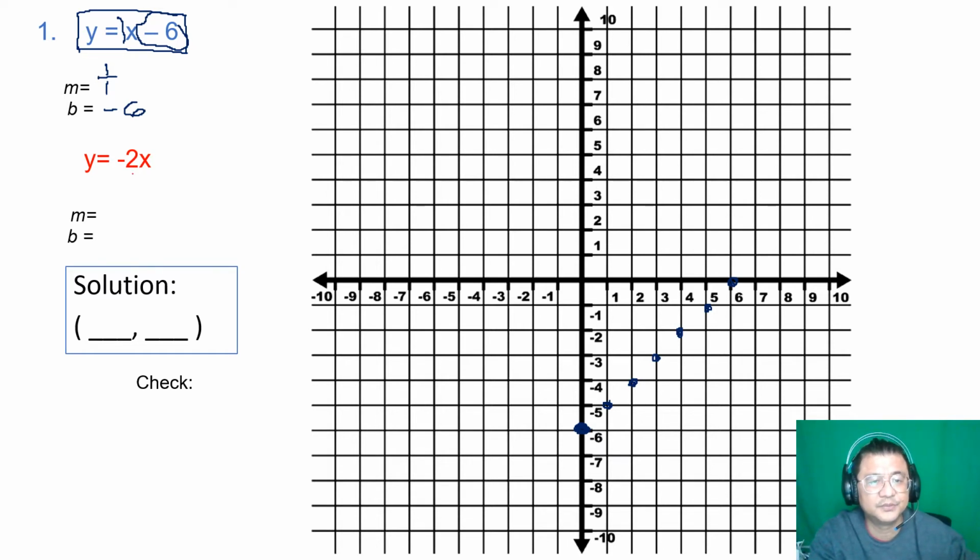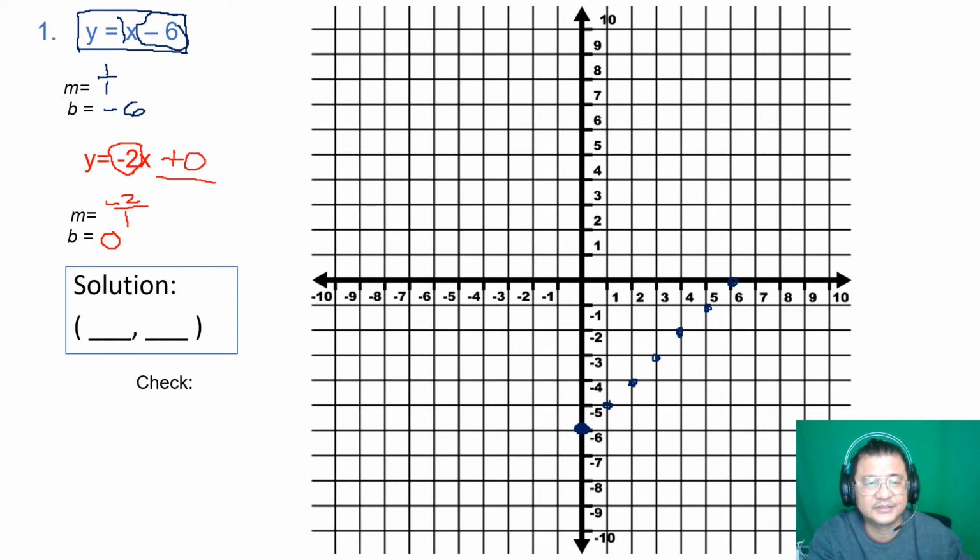Okay, the slope is over here. So negative 2 over 1, the rise of negative 2 over 1. And since there's nothing written there, you could write it as plus 0. So your y-intercept is at 0. Let's start with the line in red.